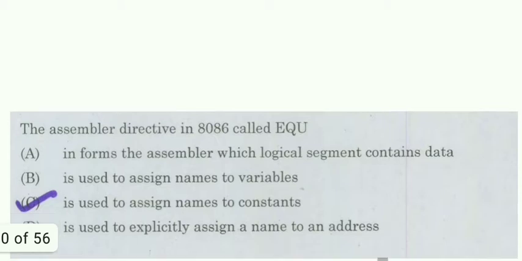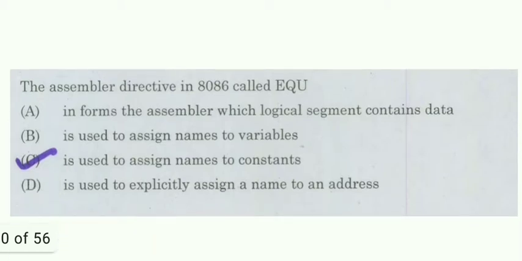Next one, the assembler directive in 8086 is called EQU, which is used to assign names to constants. So it is very important. It's a direct question though, but we must remember it.